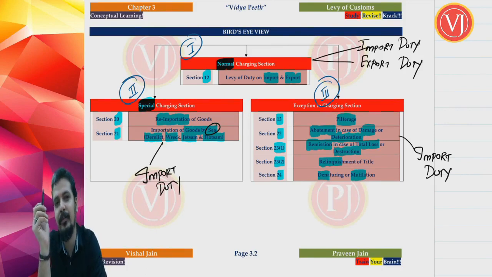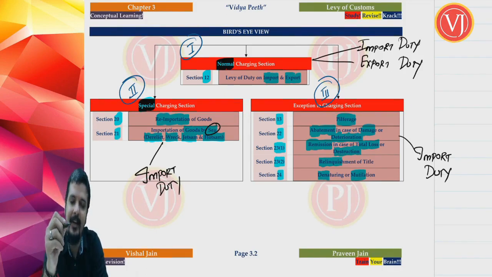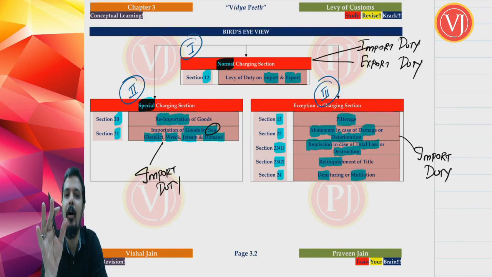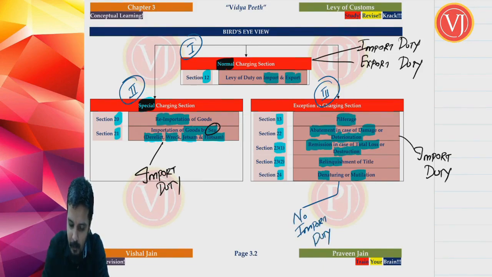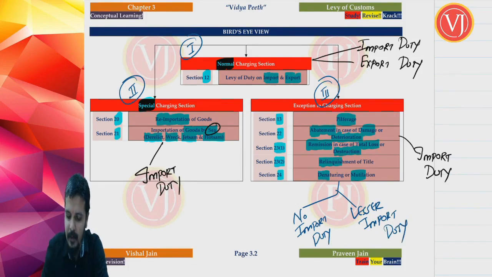Denaturing or mutilation. Friends, in all these cases, either there is no import duty or lesser import duty. You will come to a conclusion that either there is no import duty, you are not required to pay import duty, or you are going to pay lesser import duty. Therefore the heading exception to charging section.